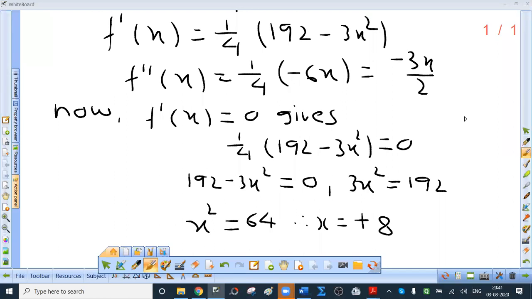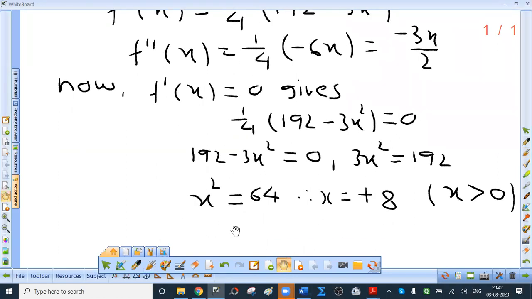Now f dash of x equal to 0 gives 1 by 4, 192 minus 3x square equal to 0. So that gives me x square equal to 64. So x equal to plus 8. Reason, if you want to write, you can say that length is never negative, or just say x is greater than 0. That is why we have considered positive sign. Now at this point, see whether second derivative is positive or negative. So what is f double dash of 8? It is minus 3 upon 2 into 8, which is less than 0.